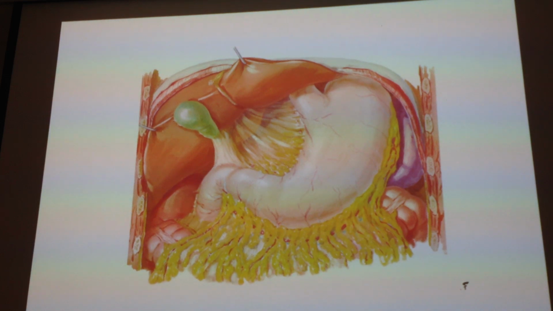So now, pulling the liver up, again, here would be the falciform ligament, and here would be the ligamentum teres, which is our collapsed umbilical vein. And between the lesser curvature of the stomach and the liver, we have the lesser omentum. That's a little difficult to see.